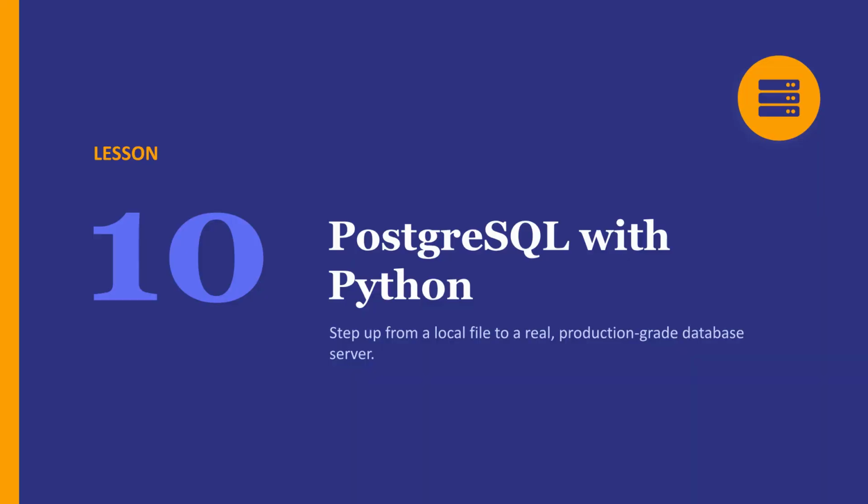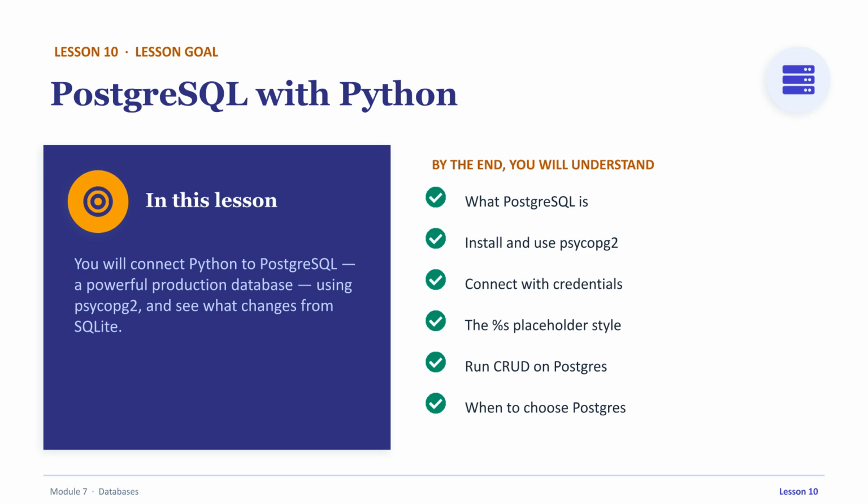Let's step up to a professional, production-grade database, PostgreSQL, and connect it to Python. In this lesson, you'll connect Python to PostgreSQL using the psycopg2 library. We'll see what a production database offers, how to connect with credentials, the placeholder style it uses, and when Postgres is the right choice over SQLite.